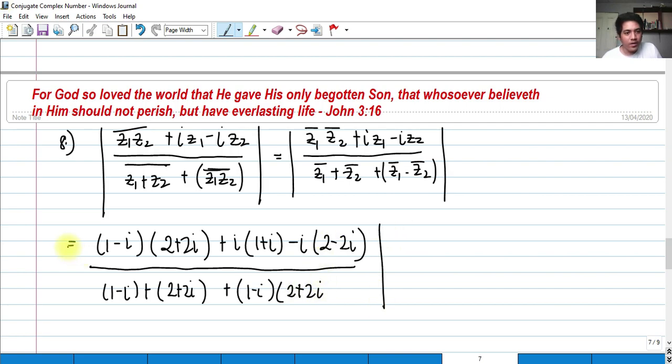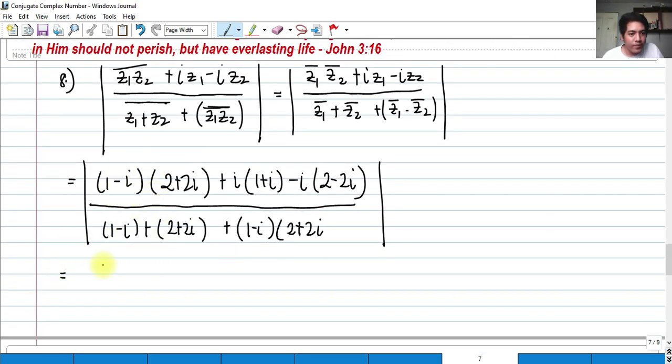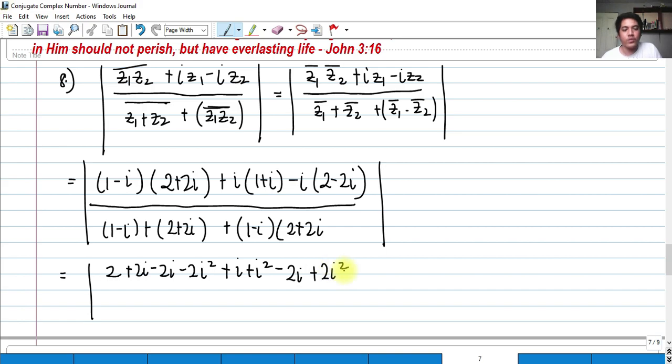Of course, don't forget the modulus. We're going to solve this, so we use the FOIL method. The first one would be 2, outer would be plus 2i, inner would be negative 2i, then last would be minus 2i squared. Plus we need to distribute, this would be i, plus i squared. And the last one here, we need to distribute i together with its sign because that is a minus. So we have negative 2i minus or plus 2i squared. Negative times negative would become plus.